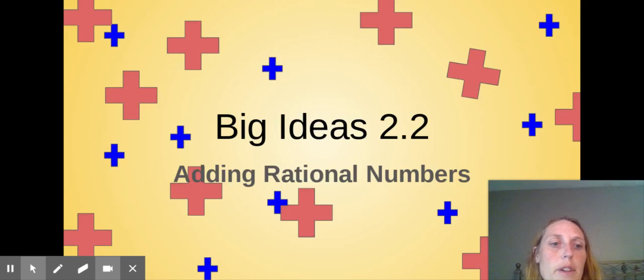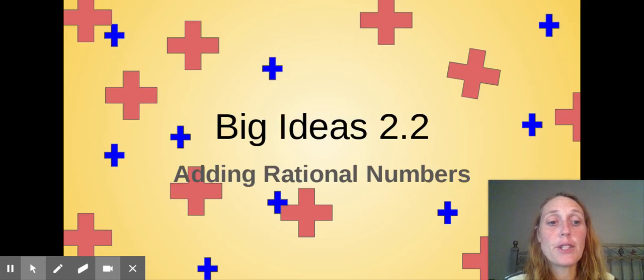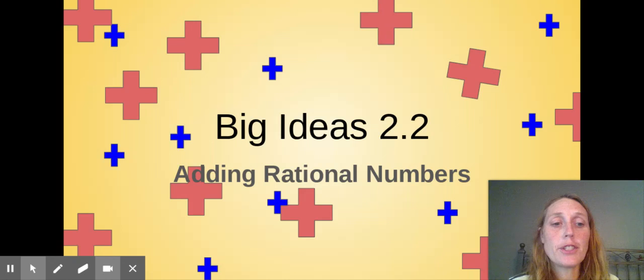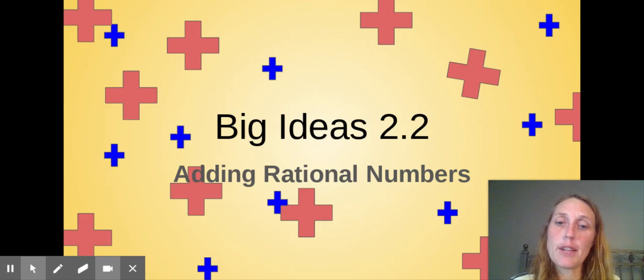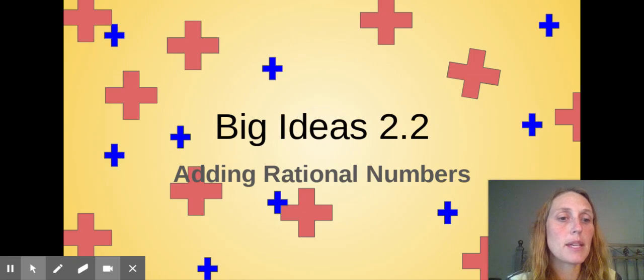Right, guys, so now that we really understand how to add integers together, we're going to start moving on to something a little bit more tricky. We're going to be adding rational numbers. Now, remember, rational numbers include those integers, but it also includes fractions and decimals. So we'll probably have to do a little bit of review of how to add fractions to be able to understand this lesson correctly.